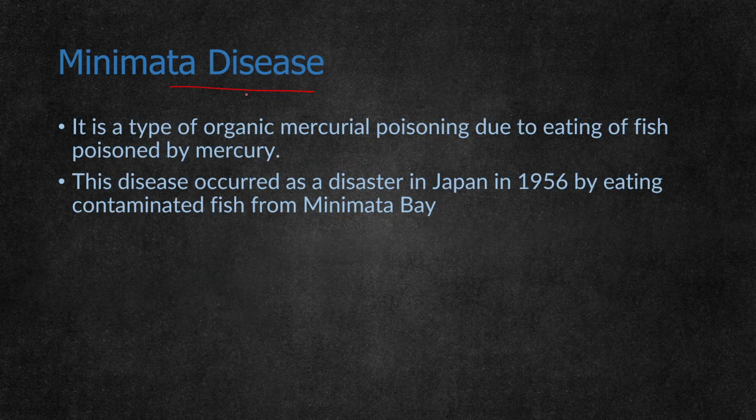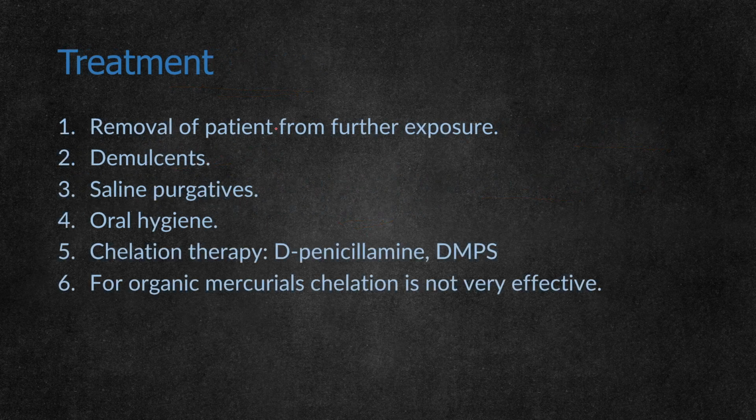Minamata disease is also one form of disease caused by mercury. It was seen in Japan in 1956 due to consumption of fish which was poisoned by mercury in Minamata Bay, hence the name Minamata disease.